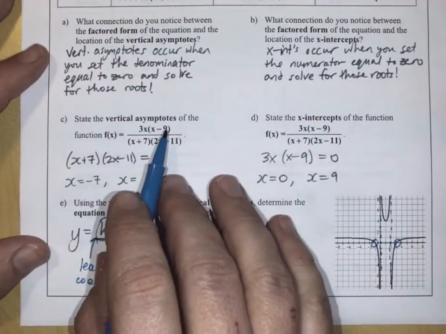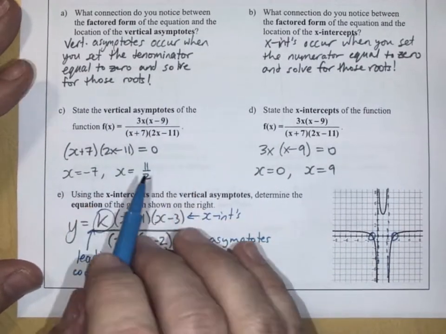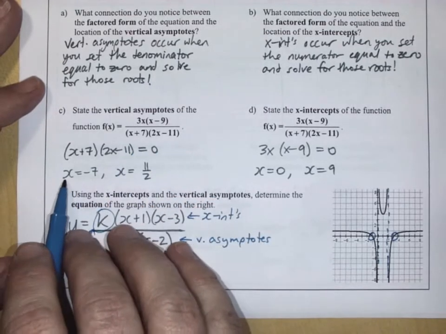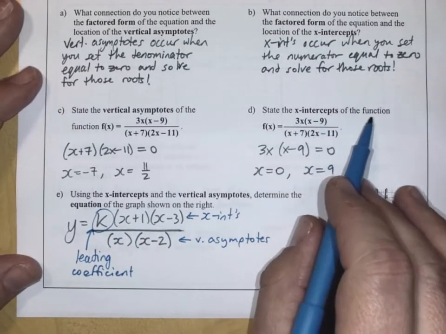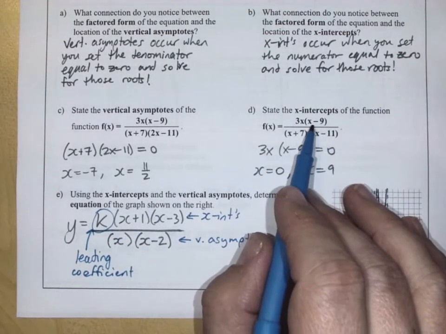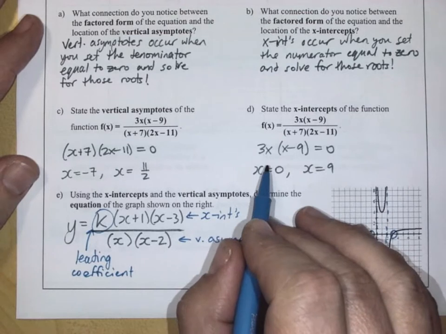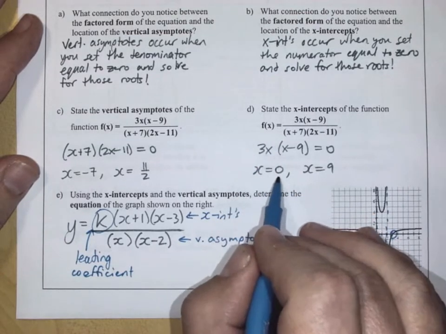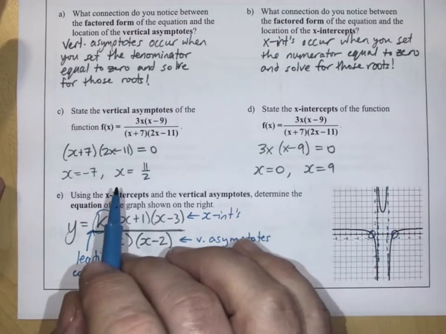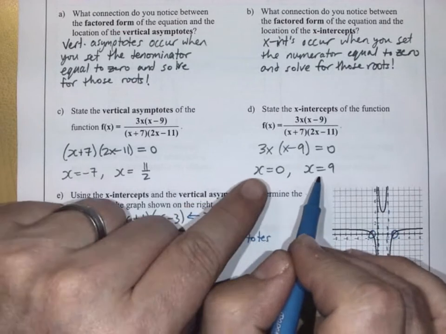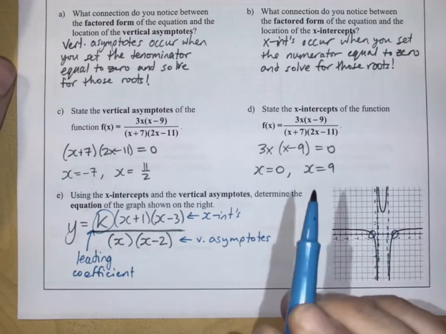Next, state the vertical asymptotes of the function f of x. Well, we know that it's the denominator that helps us figure that out. So, set the denominator equal to 0. Solve, we have x equals negative 7 and x equals 11 halves. In D, state the x-intercepts of this function. Well, now we know we have to set the numerator equal to 0. And that is 3x times x minus 9 equals 0. Which tells me that from this factor, x equals 0, and from that factor, x equals 9. So we now know what those 2 x-intercepts are. Please don't confuse when I say x equals here and x equals there. These are asymptotes. These are intercepts, where the graph crosses.